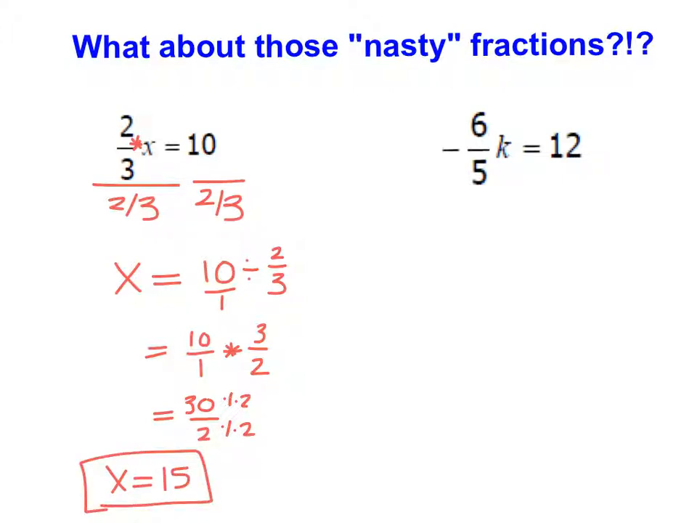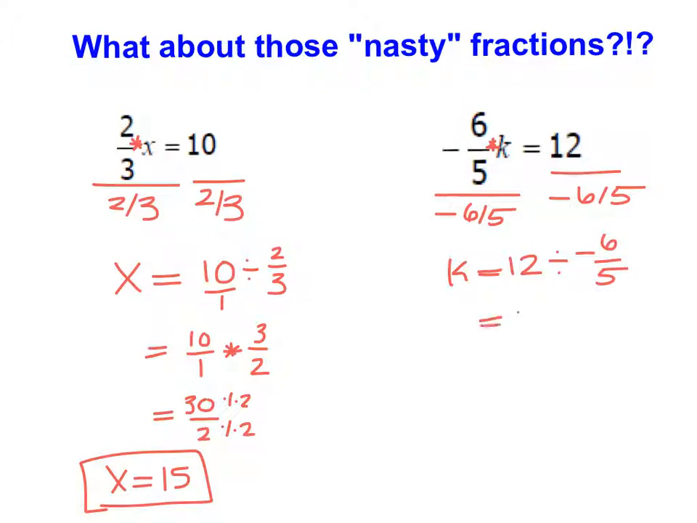Now the second one is the exact same way, even though it's a negative. So we're going to start by dividing by the fraction that it's being multiplied by. So I divide by a negative 6/5. So then I'm left with k equals 12 divided by negative 6/5. I use keep, switch, flip to rewrite this as a multiplication problem instead of division.